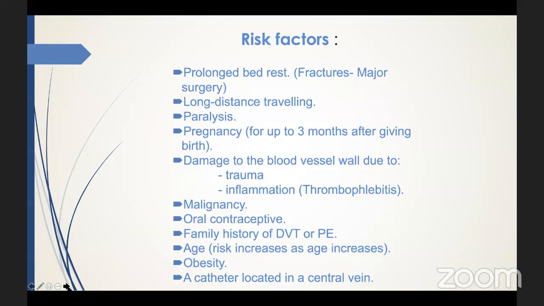And catheter insertion in patients, for example, requiring a central line or permacath for dialysis or whatsoever, they get DVT in their deep vein system. So quite a lot of risk factors leading to DVT.